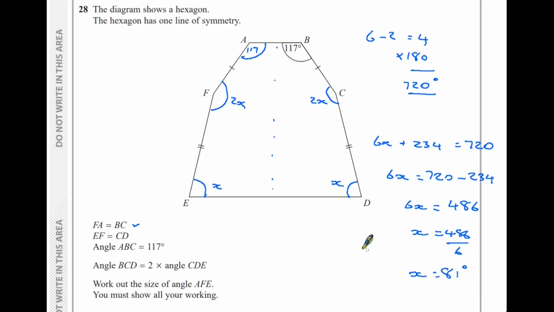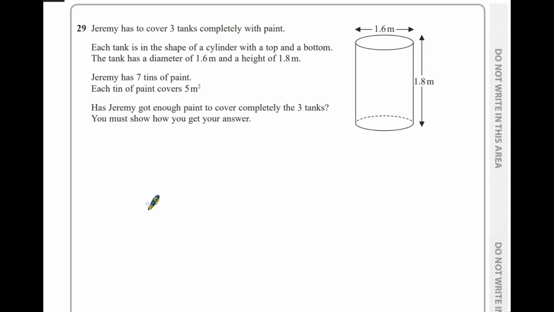So if we know that x is 81 degrees, we are looking for the angle AFE, which is 2x, therefore it's 81 times 2. So angle AFE is 162 degrees.